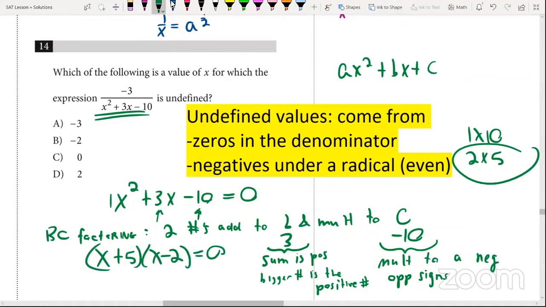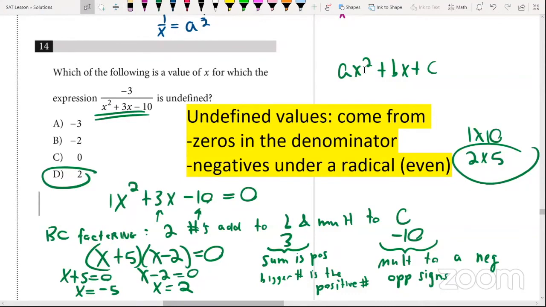The zero product rule says that at this stage in the game, we can set each of these things equal to 0. And you get negative 5 or positive 2 for the answers. So which two answers make this undefined? Negative 5 and positive 2 both do. But positive 2 is being given to us as an answer choice. So the answer to number 14 is going to be D.